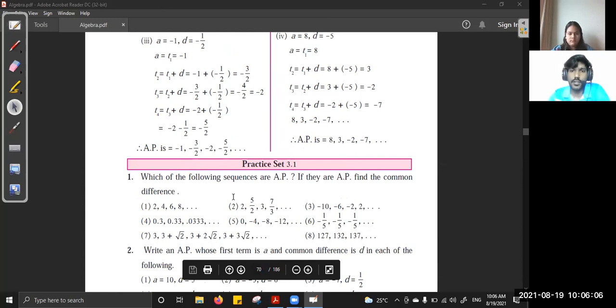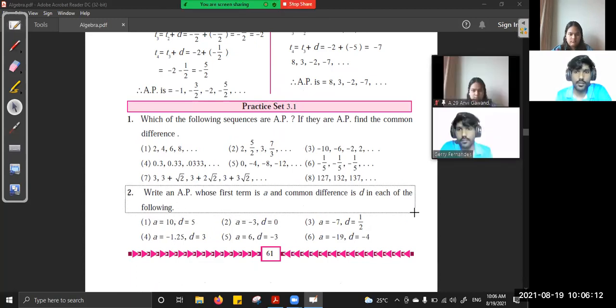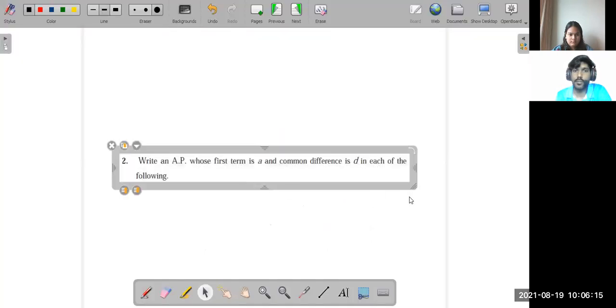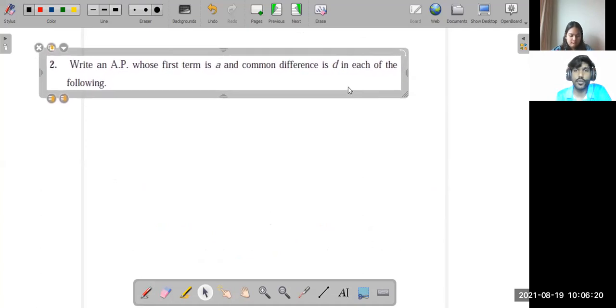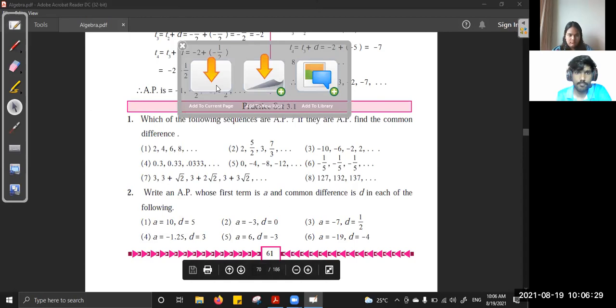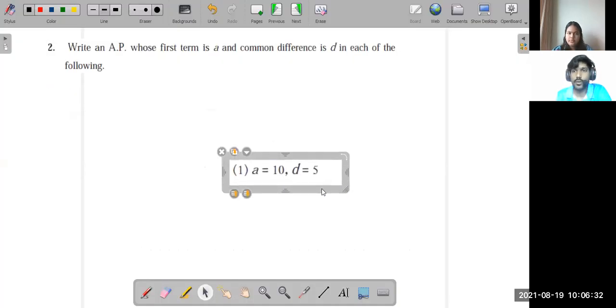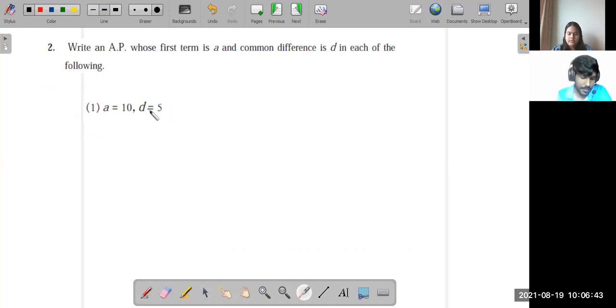Okay, we'll start with the next part. Write an AP whose first term is A and common difference is D in each of the following. Okay, so first one. What is given is the first term, that is A or T1, and the common difference, that is 5 in this case. You have to find the AP. 15, 20, 25, 30. Yes, you have to find the AP.